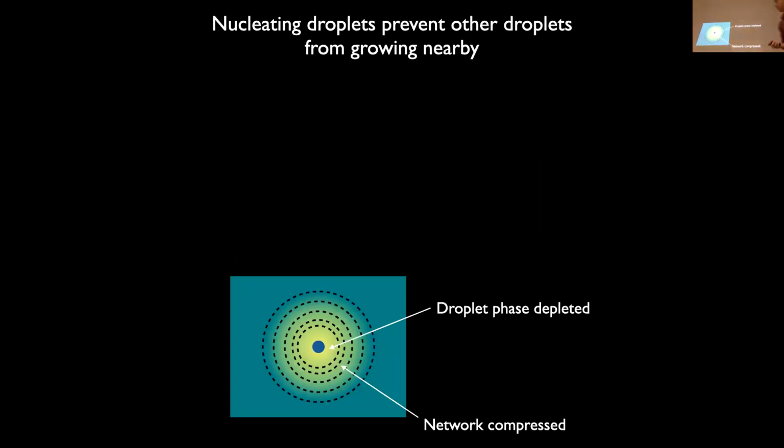So why is that happening? What we think is going on is when you nucleate a droplet, it does two things. Firstly, it locally depletes the polymer around it of droplet phase, and that makes it harder for another droplet to appear nearby. Also, because this thing is pushing open its hole, it's compressing the network, and that also makes it harder for another droplet nearby to nucleate. So these two effects basically stop another droplet nucleating near this guy.